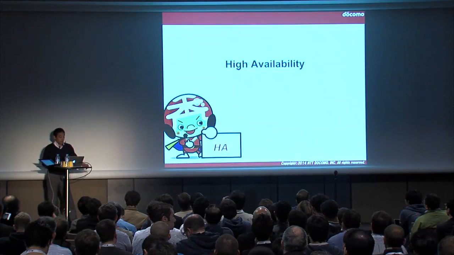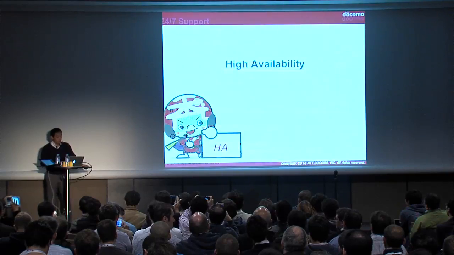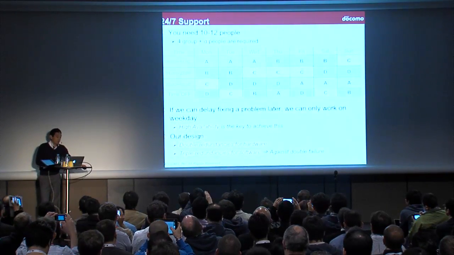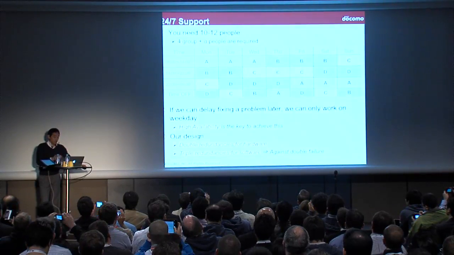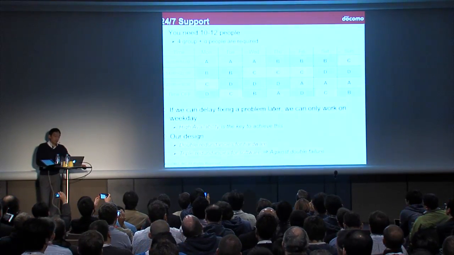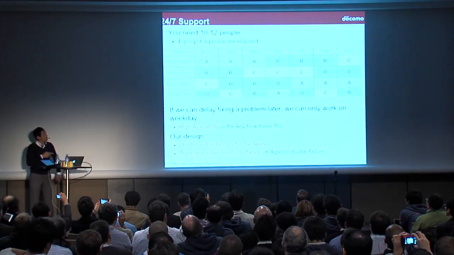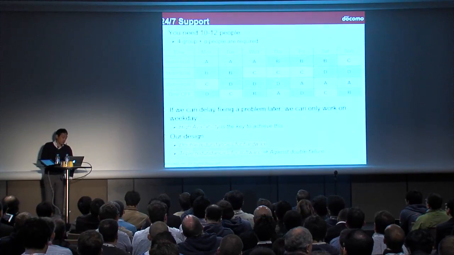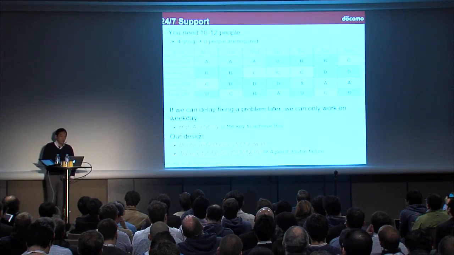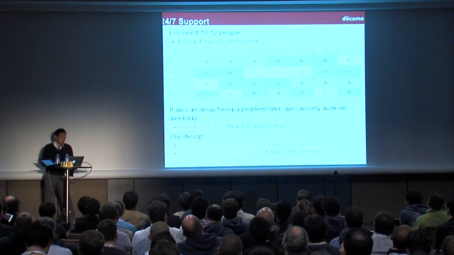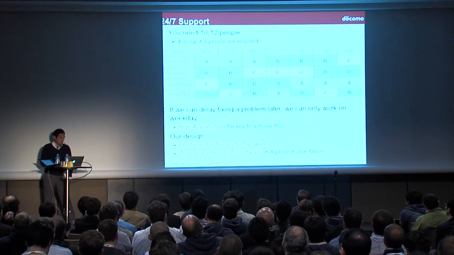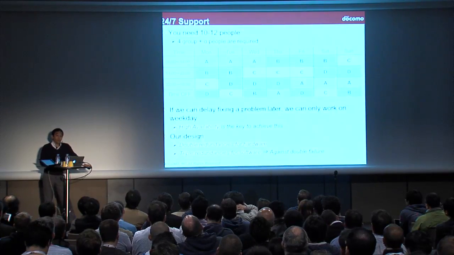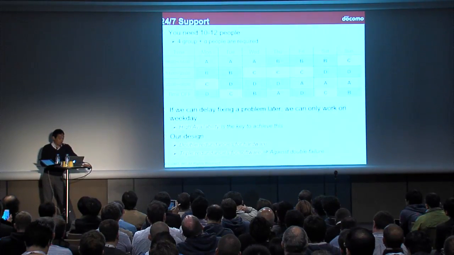So the next topic is about high availability. If your system requires people sitting next to the system all the time, usually you need 10 to 12 people, or more. But this is a huge investment for us, so it is impossible. However, if we can delay fixing a problem until later, then we only need to work on weekdays.